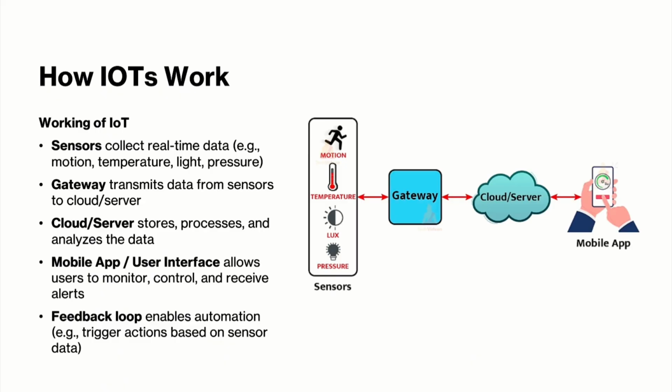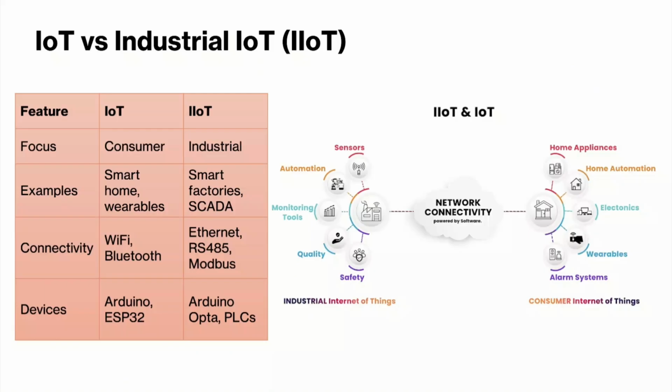Step 3. Processing and storage. The cloud processes the stored data, checks for patterns and stores it for later analysis. Step 4. User interaction. The data is displayed on a mobile app or dashboard, allowing users to monitor it in real time. Step 5. Automation and feedback. If the data crosses a set threshold, an automated action is triggered, for example, turning on a fan when it gets too hot or sending an alert to your phone. This is what makes IoT so powerful. It doesn't just collect data, it uses the data to create meaningful actions by analyzing it.